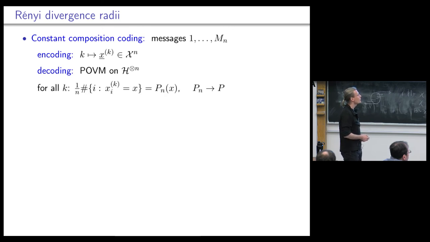Okay. And constant composition means that we are only allowed to use code words where the relative frequency of each symbol from this set is the same independent of the message that we are sending. Okay, this is a standard problem in information theory. And moreover, we fix a probability distribution, and these empirical distributions have to converge to this fixed probability distribution. Okay, so this is the setup.